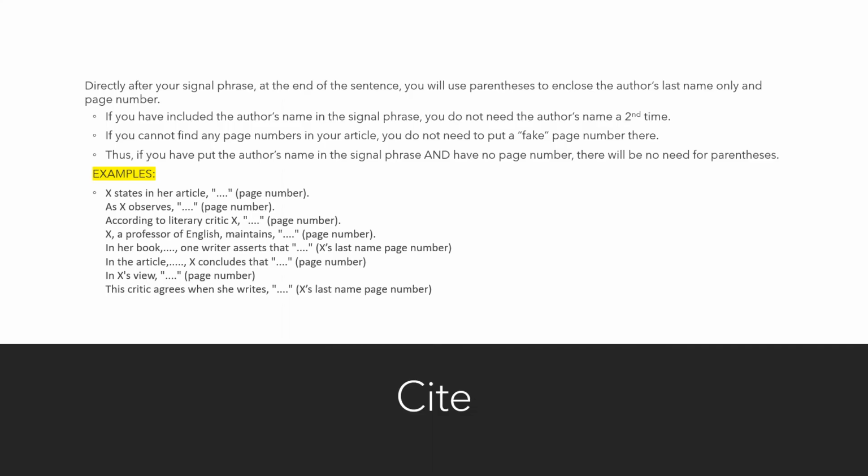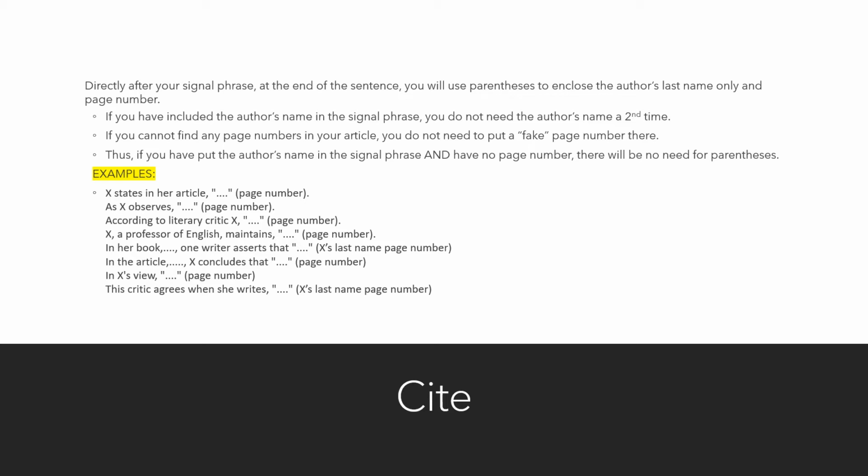So now we have cite. You cite directly after your signal phrase at the end of the sentence. So you have a sentence, you have a quote. Before you go to step four from the beginning of this slide, which is analyzing the evidence, you will use parentheses to enclose the author's last name only and page number.